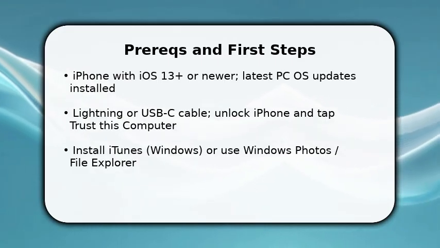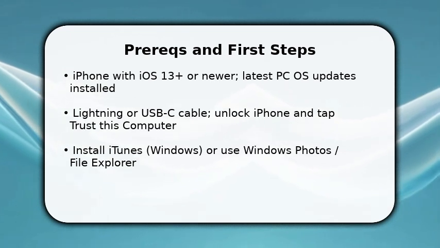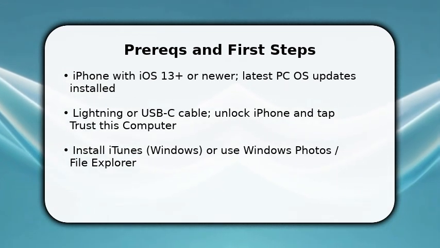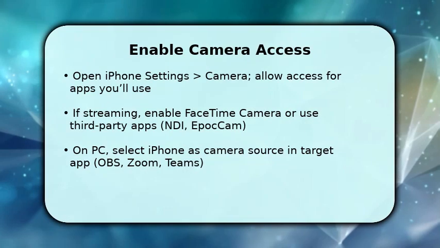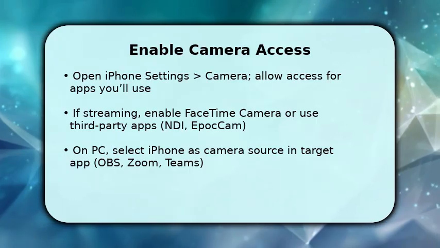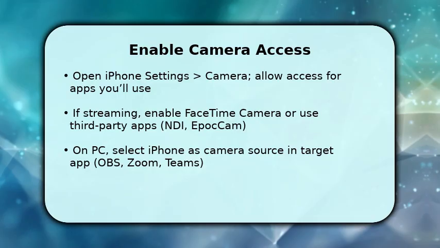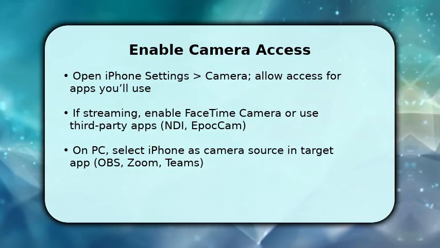Once done, open the Import or Camera app on your PC so it can detect the device and negotiate the camera stream or file access. Next, you configure camera access and choose a method: file transfer versus live stream. For file transfer, use Photos or File Explorer and import from the connected device.